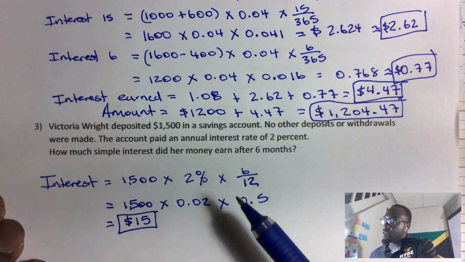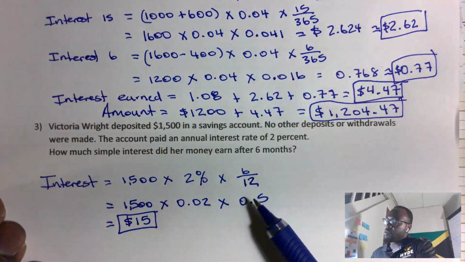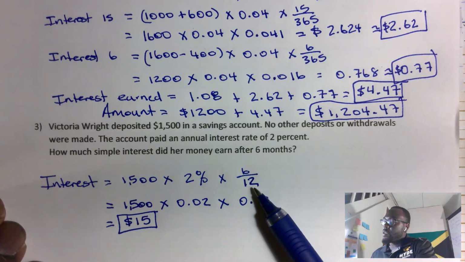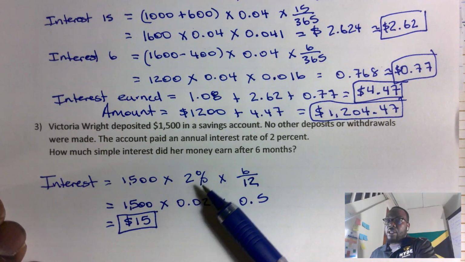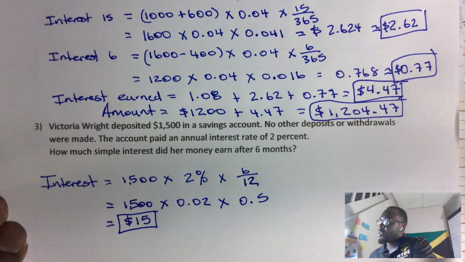Again, remember, you have to express your time as a fraction of a year, and you always change your rate to a decimal. Okay, all right.